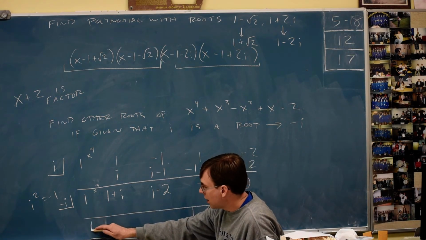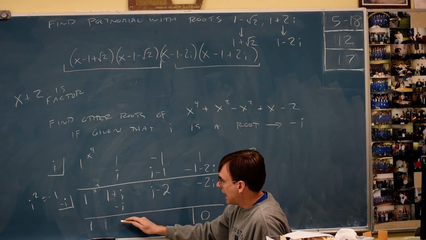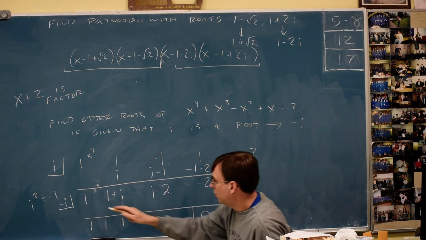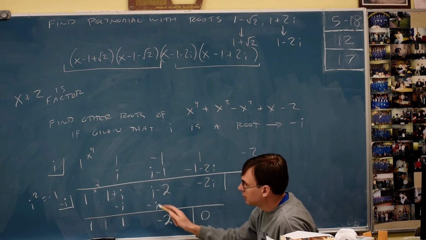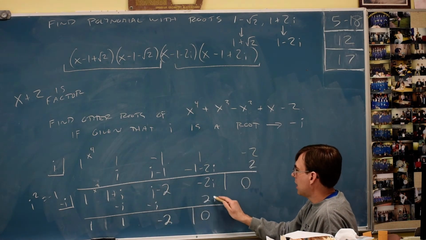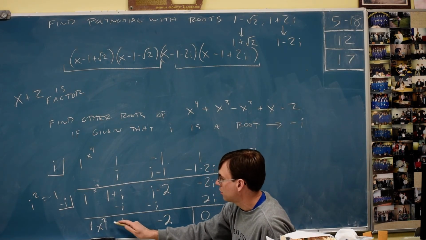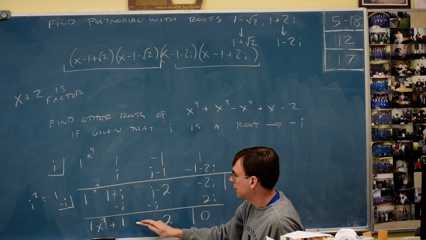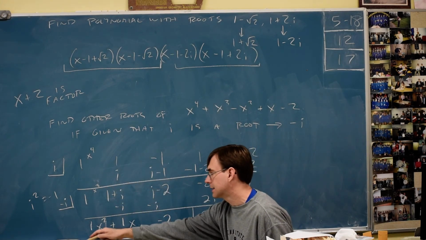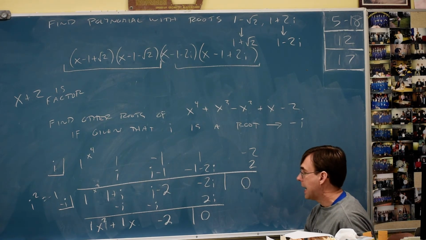Synthetic dividing, we drop this. This times what's in the box, add down, multiply by what's in the box, add down, multiply by what's in the box, and I get 0. This is now an x squared problem. Every time we do a level, we decrease the power. So that's an x and that's a number. And we hope that we can factor. If we can, great.